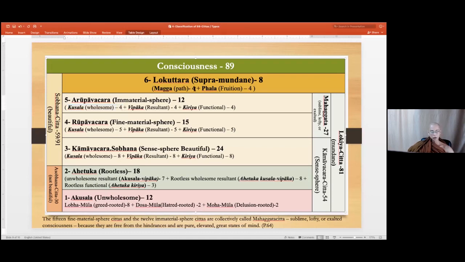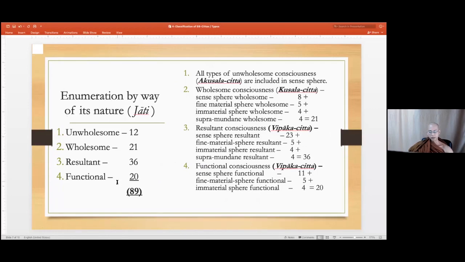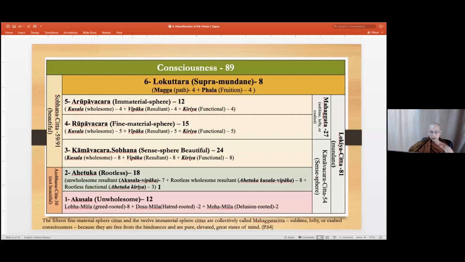And the magga is also wholesome. So because of its wholesome nature, including magga, the supramundane wholesome consciousness, it becomes 21 wholesome consciousness. You can select from this chart. And in the same way, vipaka, you can identify the 23 vipaka of the sense sphere in this chart. And altogether 36 resultant consciousness. All the numbers can be identified in the chart. So we can select vipaka, resultant consciousness, in the chart.